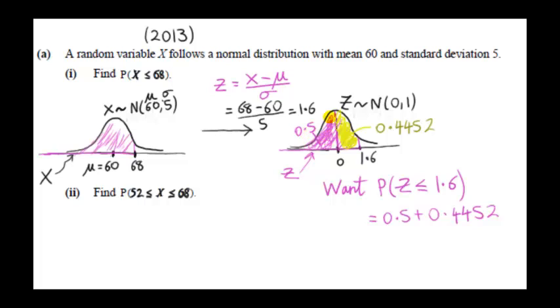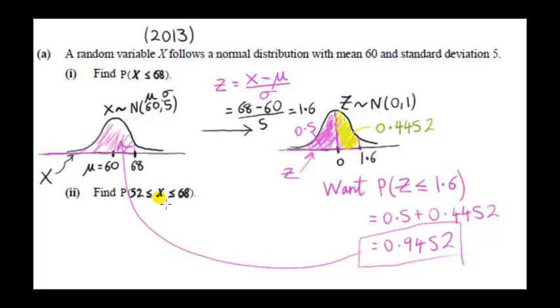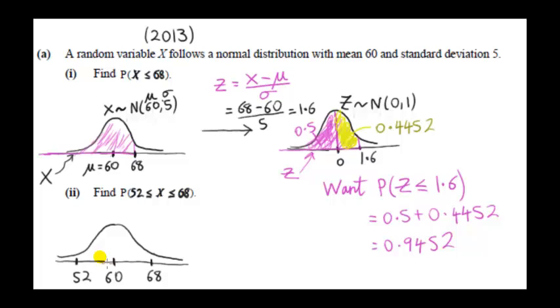As a reminder, half the distribution runs from minus infinity to 0. So that's 0.5. We add on 0.4452. So our final answer is going to be 0.9452. So that's the probability that x is less than or equal to 68.